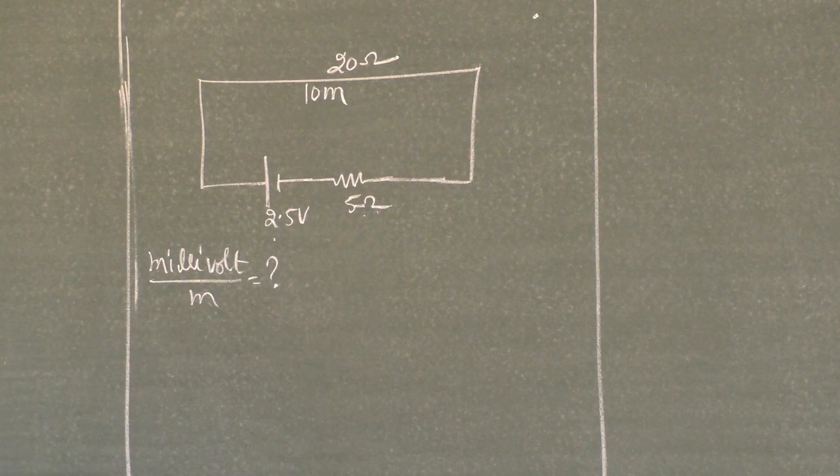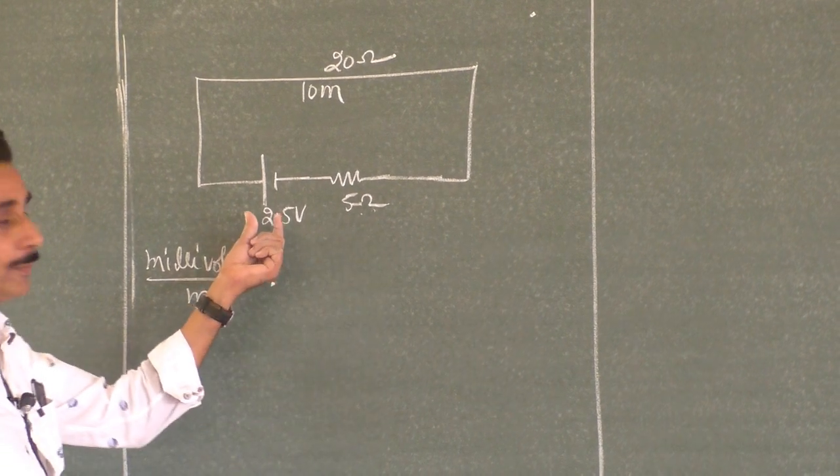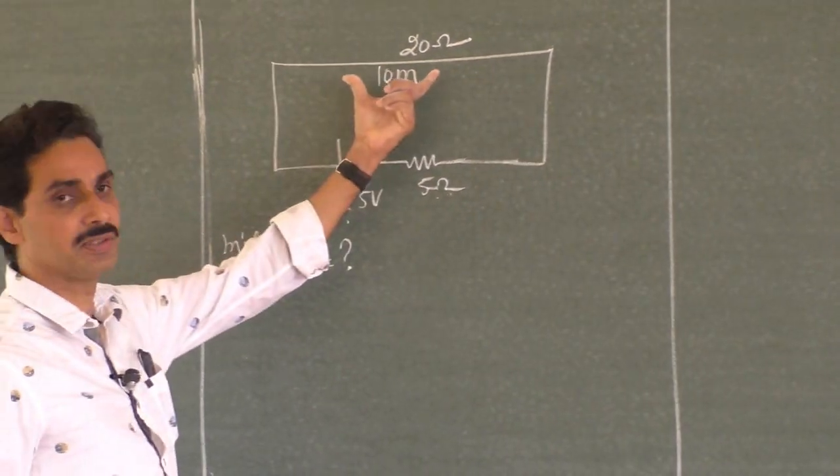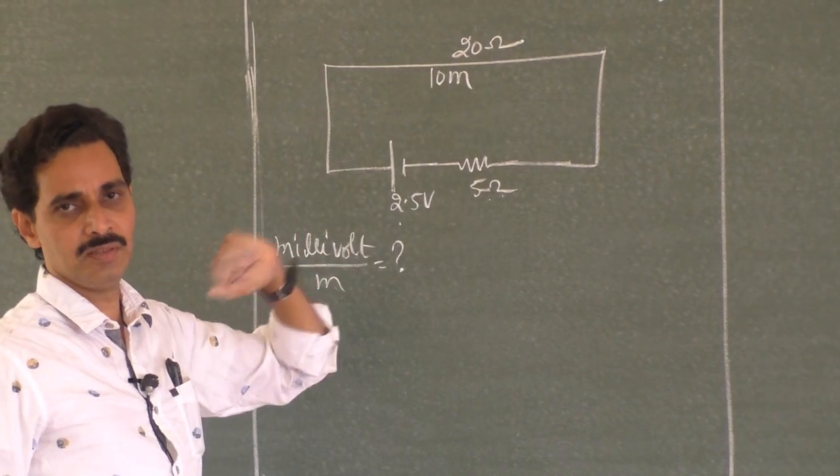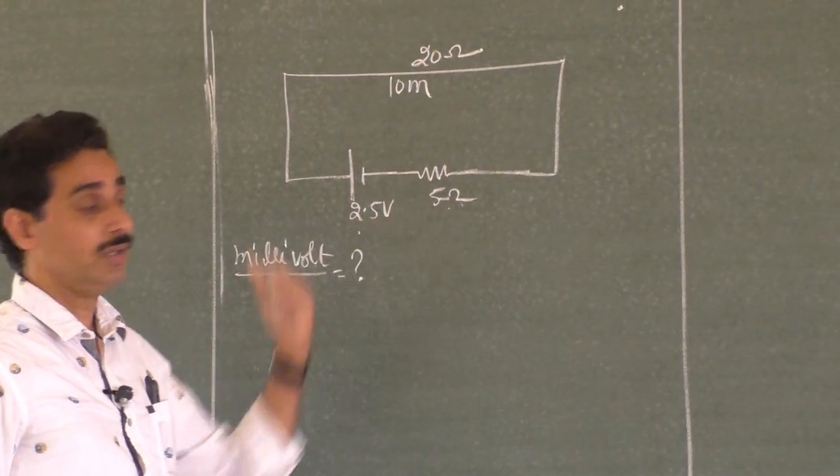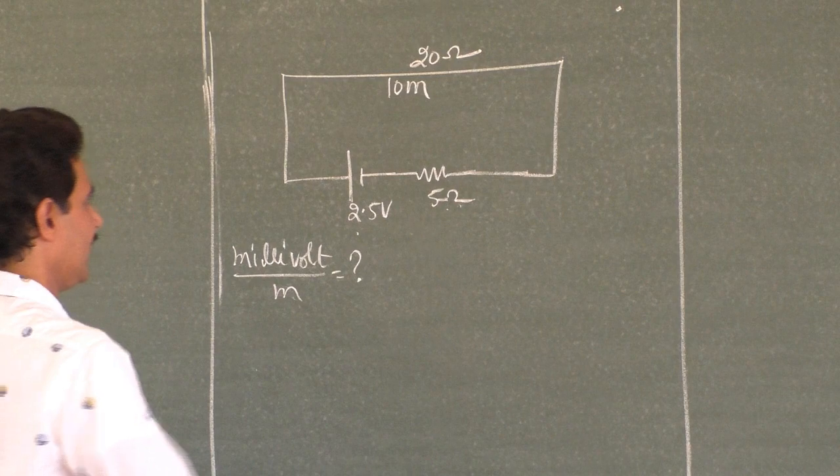Yeah. If you see here, there is a hurdle. You can't apply 2.5 volt completely to this 20 ohm. Not possible, because there is 5 ohm waiting for it. First of all, find out what is the current in the circuit.